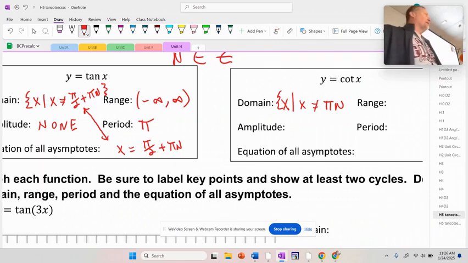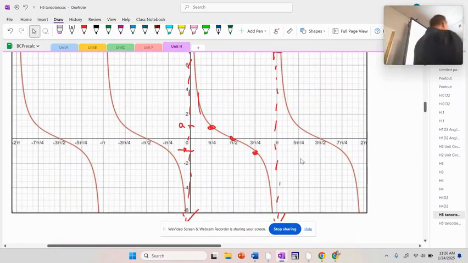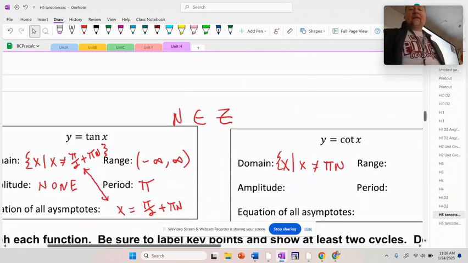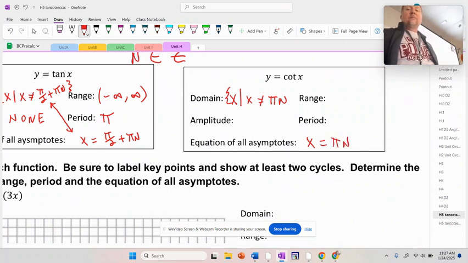Why does that work? What happens when I plug in 0? What do I get? Well, no. When I plug in 0, I get x equals 0. You missed it. I know what you're saying there, but what happens when I plug in 1? I get x equals 1 pi. What happens when I plug in -1? X equals -1 pi. So x equals pi n doesn't equal. So therefore, the equations of all the asymptotes does equal. Okay? Range again.